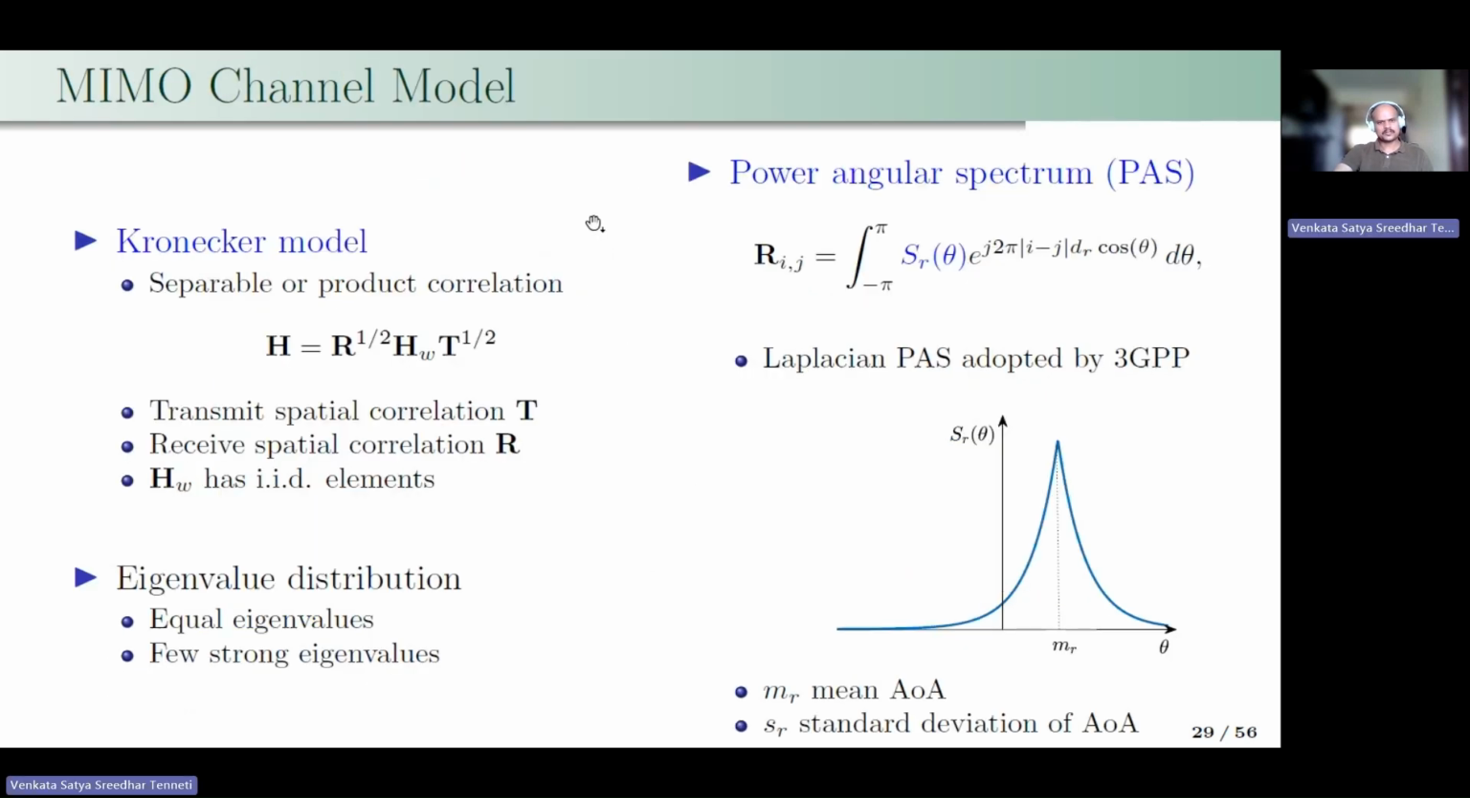Coming to the MIMO channel model, we are using the Kronecker model. This is also called the separable product correlation model. Here, the MIMO channel matrix can be written as the product of three matrices. The first one is the square root of the receive spatial correlation matrix, and the second one is the matrix with IID elements, where each element is a complex normal random variable. The third matrix is the square root of the transmit spatial correlation matrix.